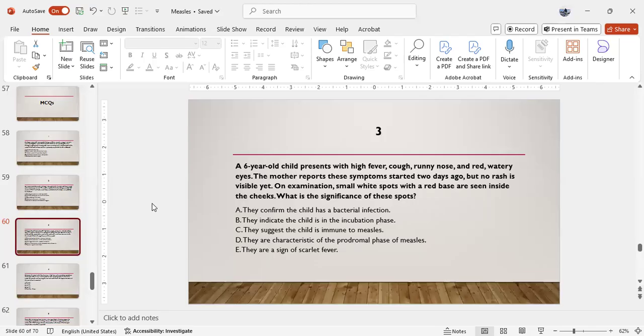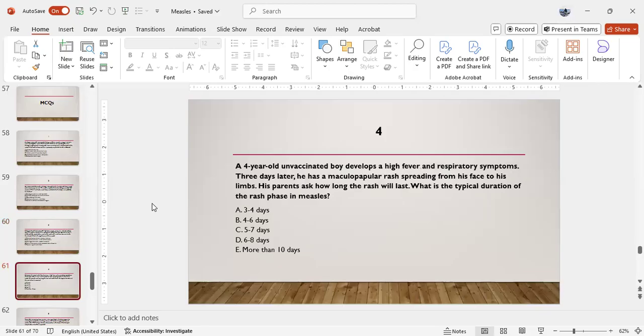D. The correct answer is delta. A 4-year-old unvaccinated boy develops a high fever and respiratory symptoms. 3 days later, he has a maculopapular rash spreading from his face to his limbs. His parents ask how long the rash will last. What is the typical duration of the rash phase in measles?